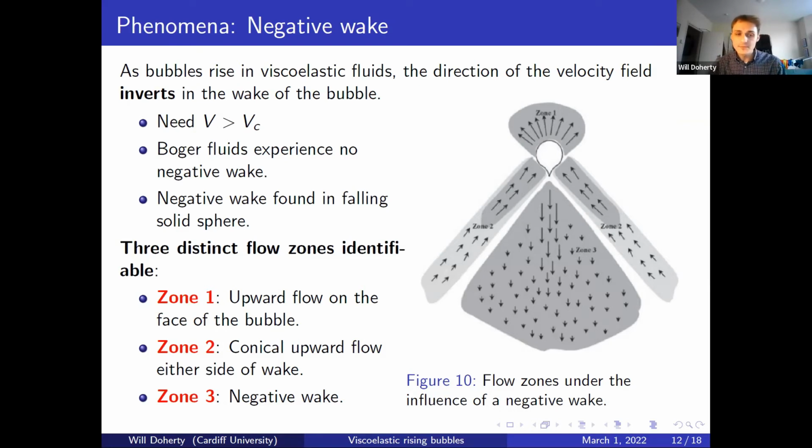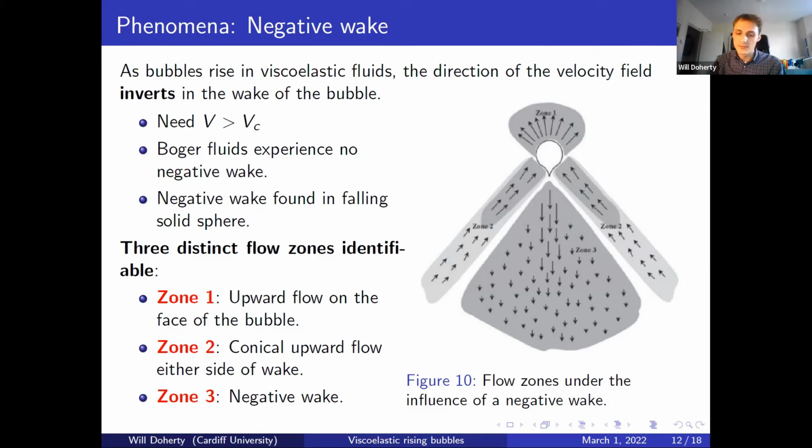For example, experimentally, it was shown that no negative wake has been found in Boger fluids. Now, Boger fluids are constant viscosity elastic fluids. So this suggests that there's some interplay between the shear thinning nature of viscoelastic fluids, but then also the elasticity itself. So you need both, you can't just have one or the other. And then also a negative wake wasn't found experimentally in falling sphere simulations, so just dropping a sphere in a viscoelastic fluid, which suggests that it doesn't really have anything to do with interface deformation, which is quite an interesting result.